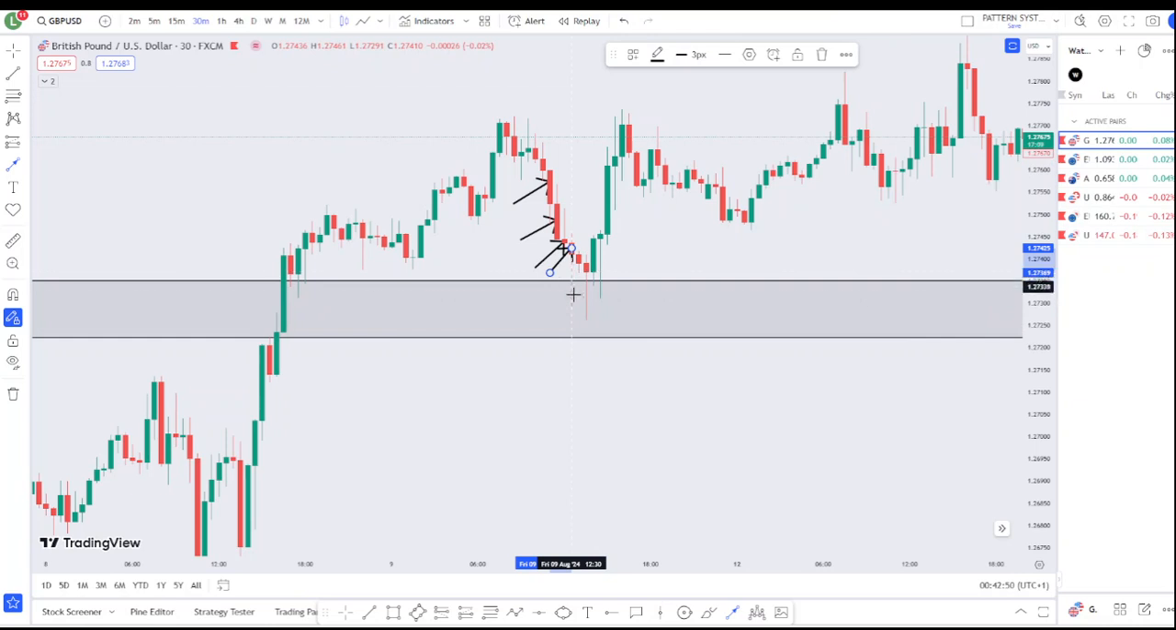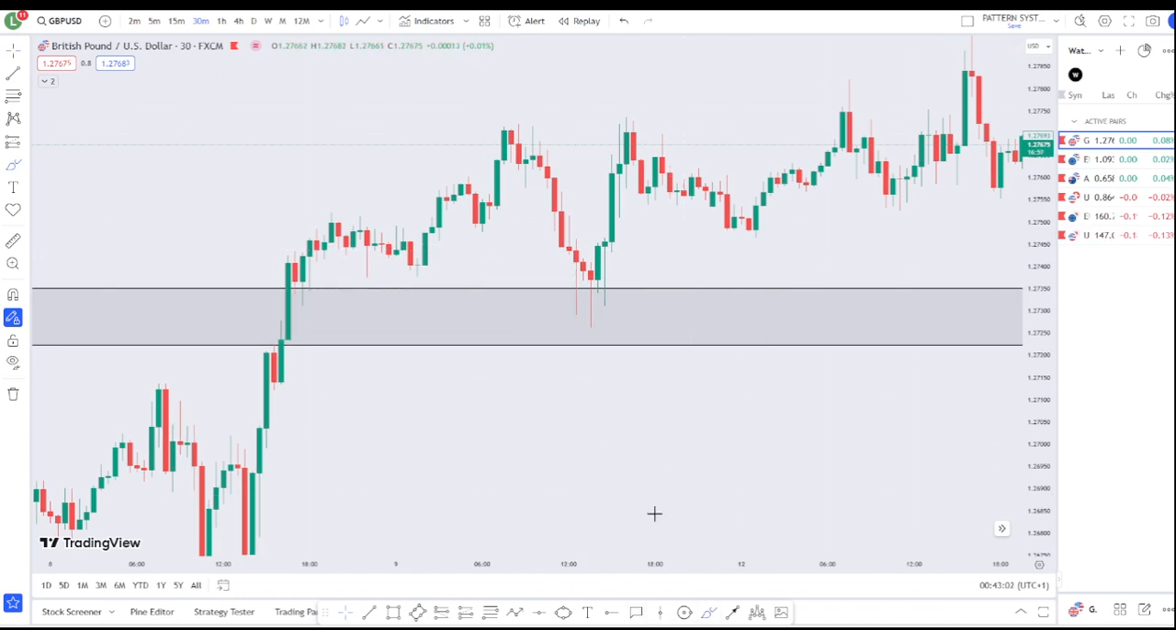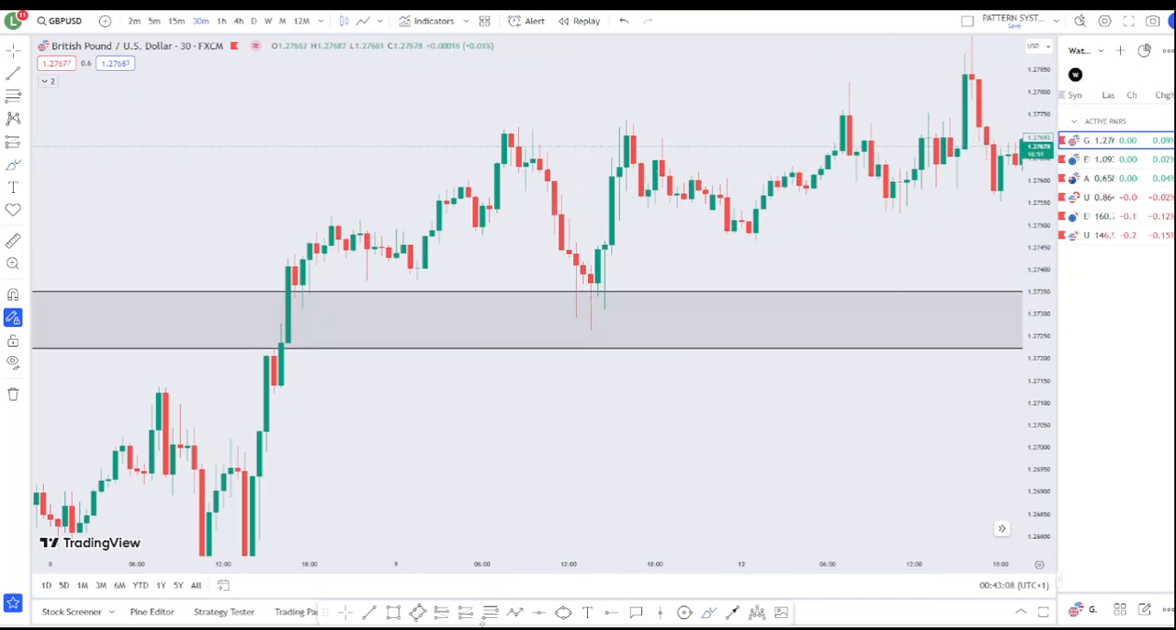Look at the weak rejection around here, weak rejection here, multiple weak rejection. As a result of that, that signifies that the sellers are losing momentum in this market, that the buyers want to take charge of the market. Now, as a result of this multiple reaction of this candlestick at my point of interest, then I waited for price to show me the presence of buyers at my point of interest.